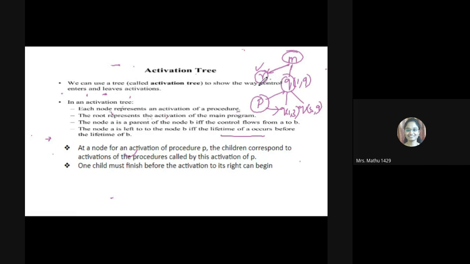The children correspond to the activation of the procedures called by this activation of P. So for this particular node Q, we have the children P and this Q and this Q. So these are the children. And what are these children actually? They are the procedures called by this parent function. So this is how we can have the activation tree, by the various functions that are activated during the running time of the program.